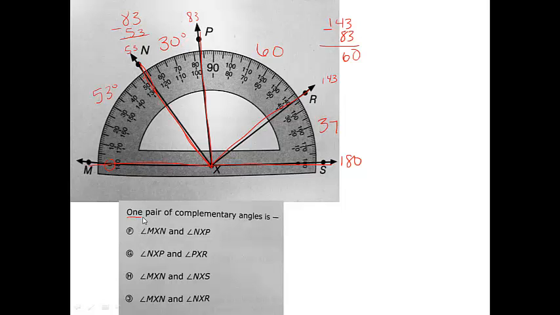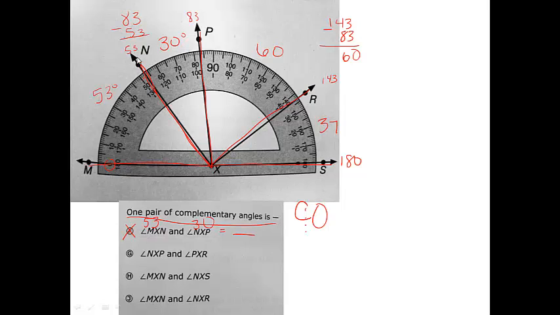It says one pair of complementary angles is. Now, complementary, we know when we see a C, we think C and we think 90. So we need to figure out which one of these, MXN and NXP, does that equal 90? Well, we have MXN is how much? 53. NXP is 30. If I add 53 and 30, will that give me 90? No, it'll give me how much? You figure that out. So I know that's not right.